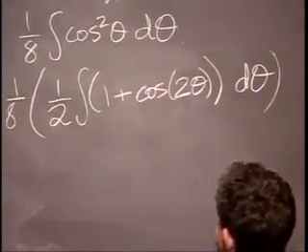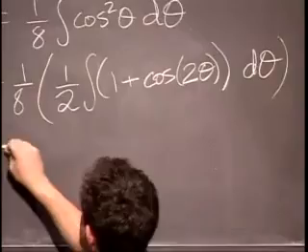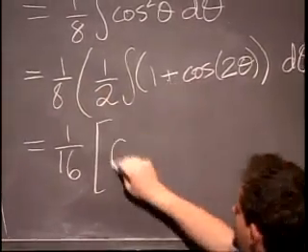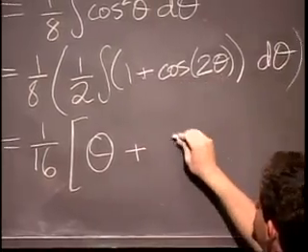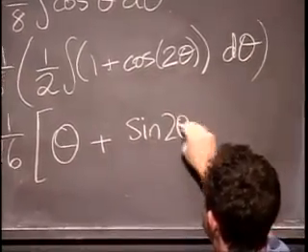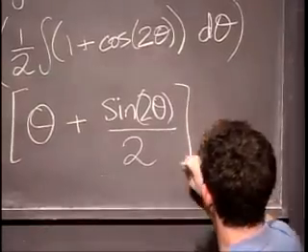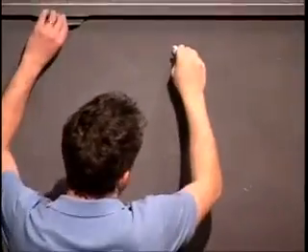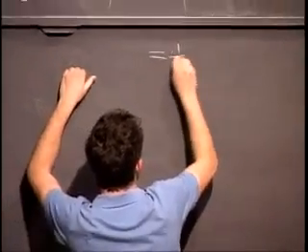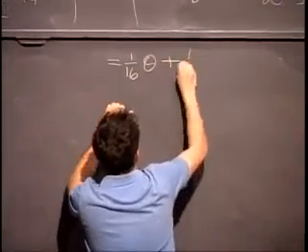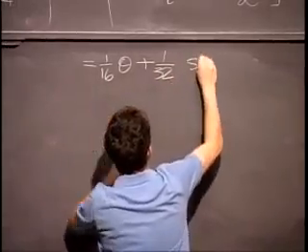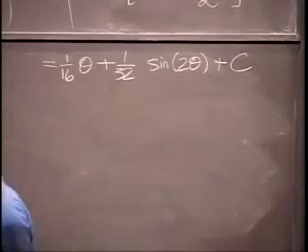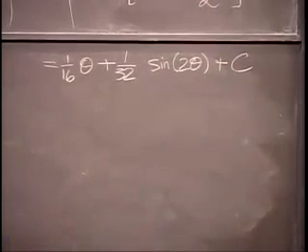D theta. So if we work this out, we get 1/16. 8 times 2 is 16. We get theta, and the integral of cosine 2 theta is sine 2 theta divided by 2, plus a constant. So this works out to be 1/16 theta plus 1 over 32 sine 2 theta, plus a constant. So we've now worked out the integral.